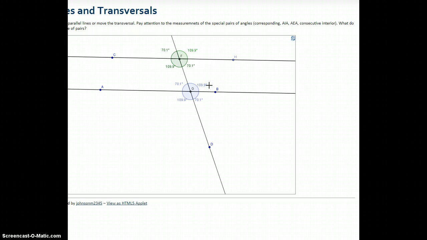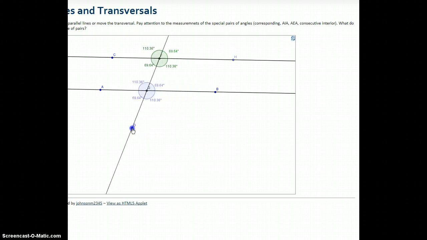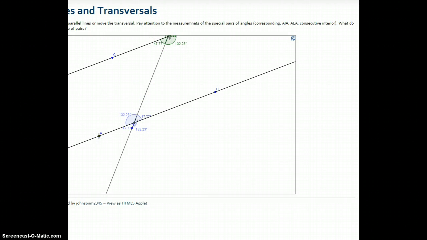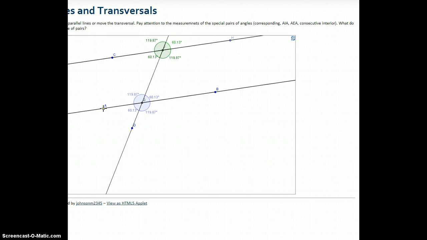consecutive interior angles. It doesn't matter where I move them. Now they're looking at 110.36 and 69.64. You add those up, that's 180. If I move these, it's kind of hard to see them now, 60.13, 119.87, that's still supplementary. So when you have parallel lines cut by a transversal, consecutive interior angles are supplementary.